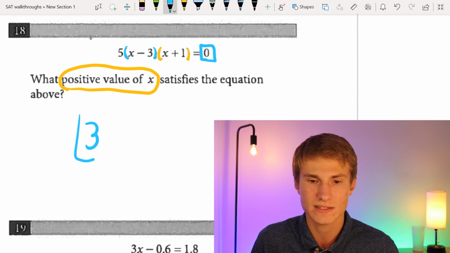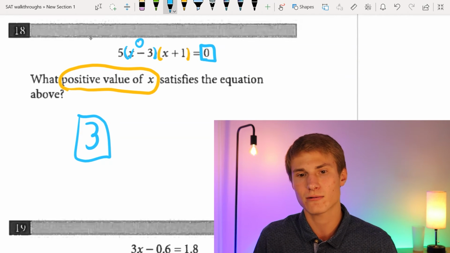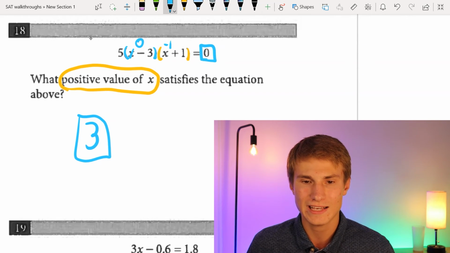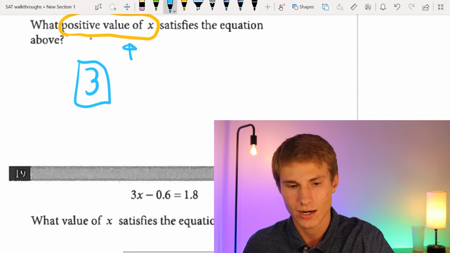be 3. Now, the reason it's got to be 3 is because I see 3 minus 3 is going to give me 0, which ultimately will give me my correct answer, right? If I was to use a -1 plus 1, I can't because it has to be a positive value of x. So my answer there has got to be 3. All right, moving on to number 19.